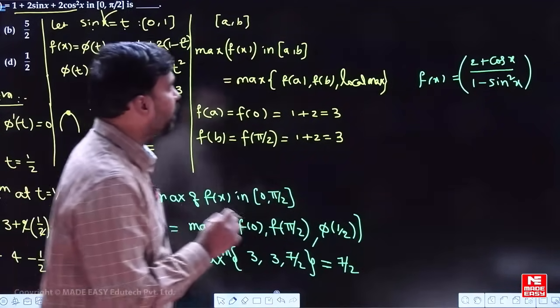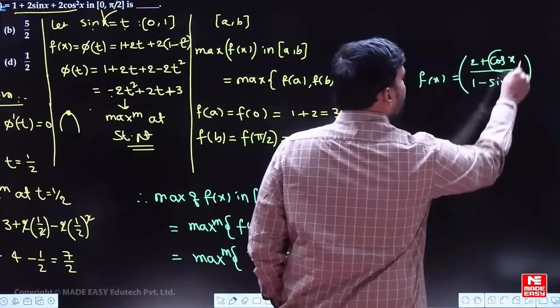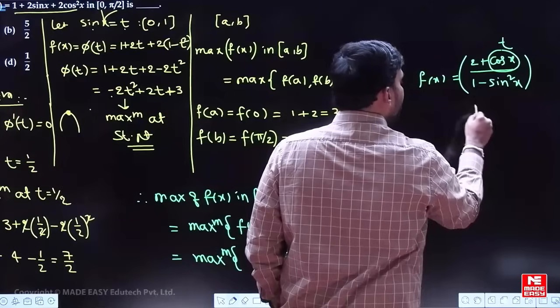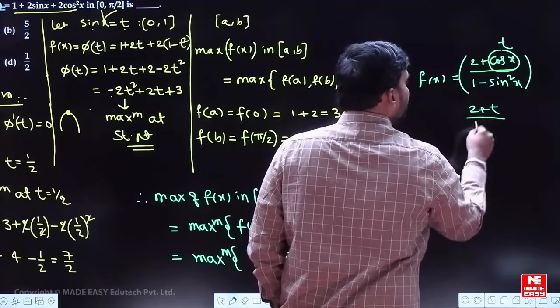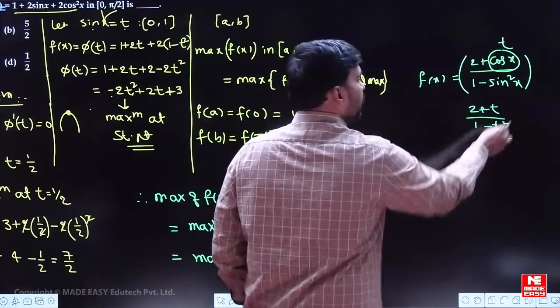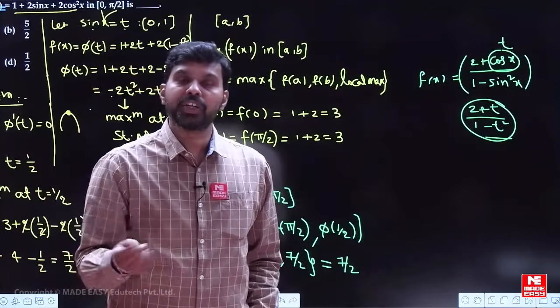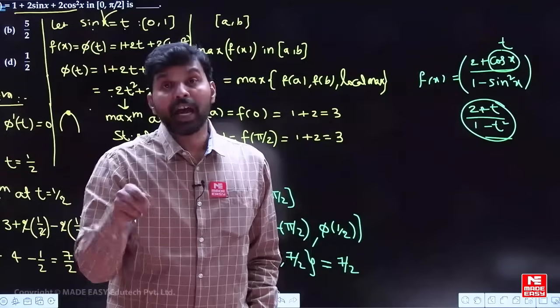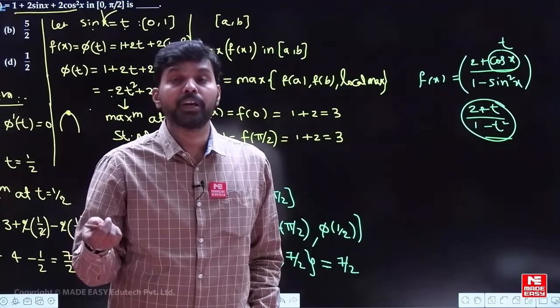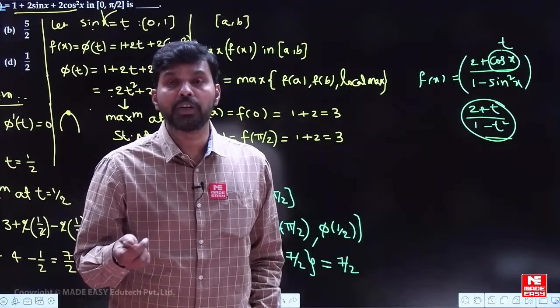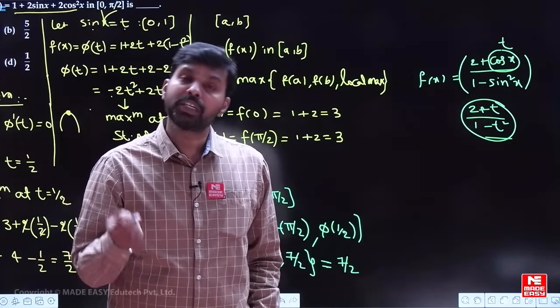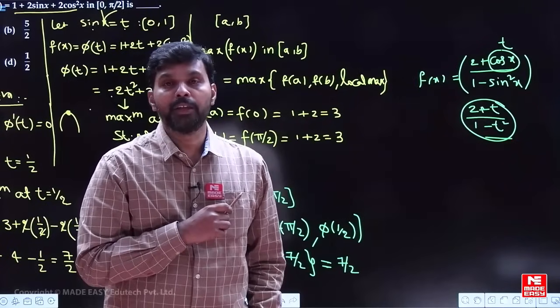So therefore what I do is I'll take cos x as t here, so then it becomes 2 plus t by 1 minus t square, and now it is in a simpler form of the function. Now we can go with the differentiation and all. So we can go this way, and find the maximum and minimum of the function by taking substitutions also.